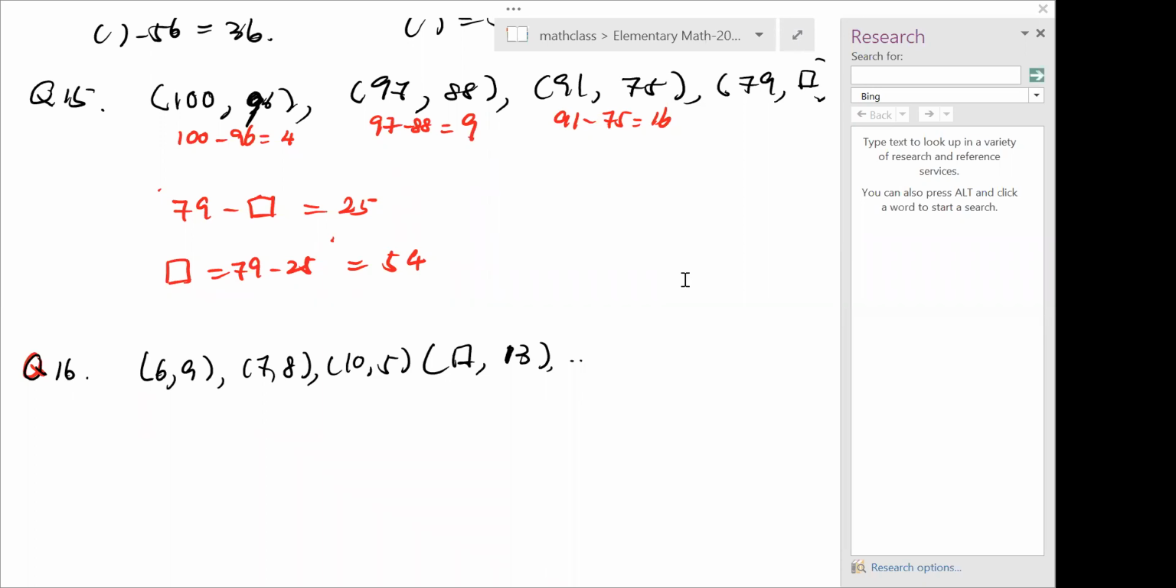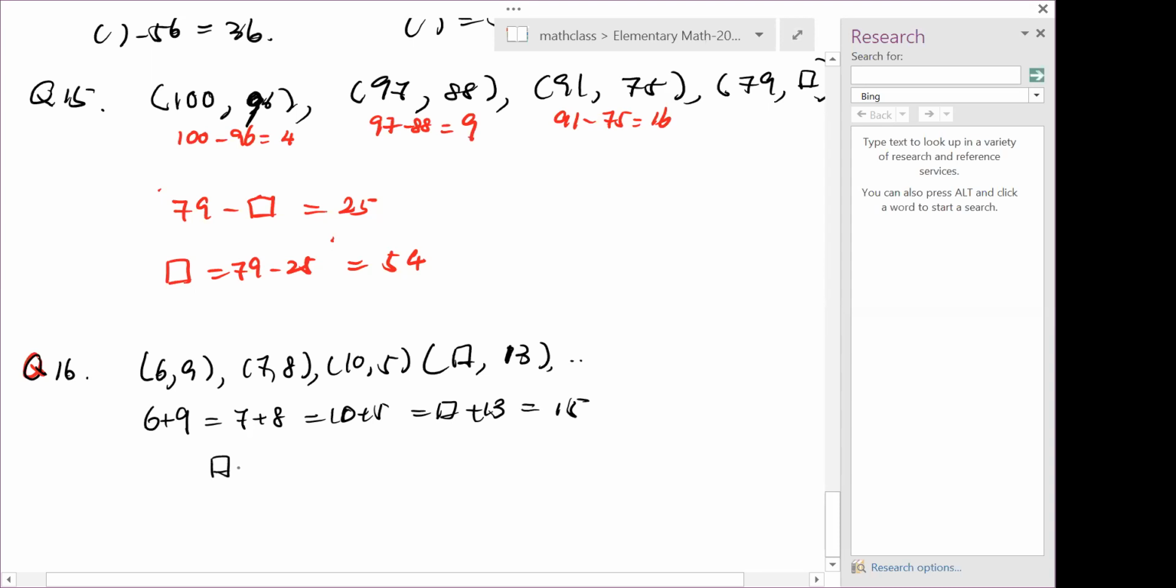Your brain is different from a computer, right? Computers scan all the pairs of numbers and have to quickly figure out the pattern. But if I show you the first one, you probably figure out 6 plus 9 is 15, 7 plus 8 is also 15, 10 plus 5 is 15. They're all 15, so that number should be 2.